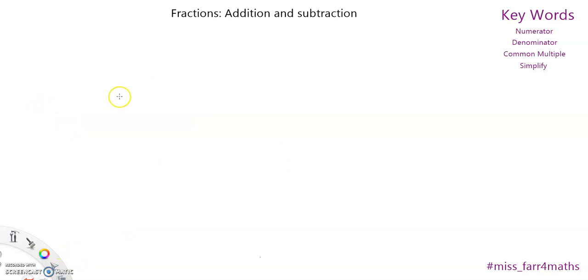But what do we do when the denominators are different? So let's take this pair of fractions. Now here we can see in this pair, the denominators are different. One's thirds and the other one's fifths. So as they stand, we can't add them or subtract them. We have to make the denominator the same.